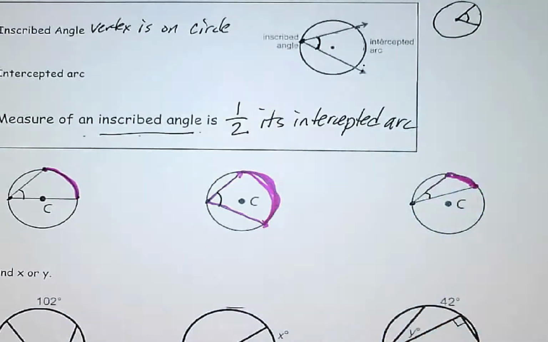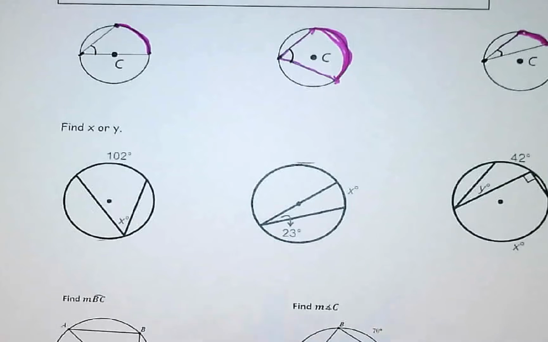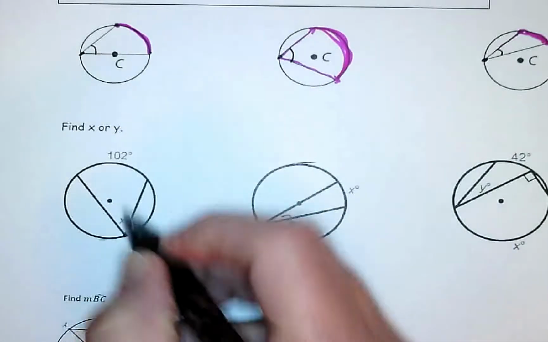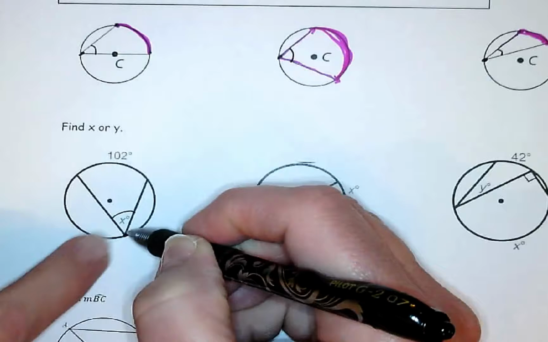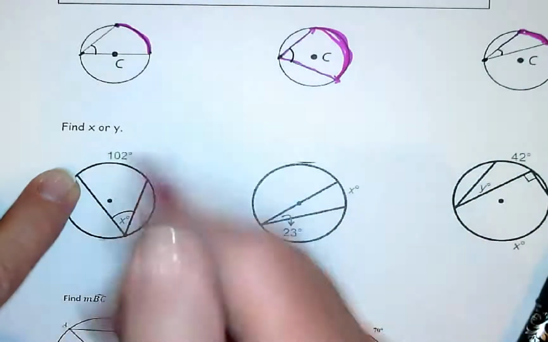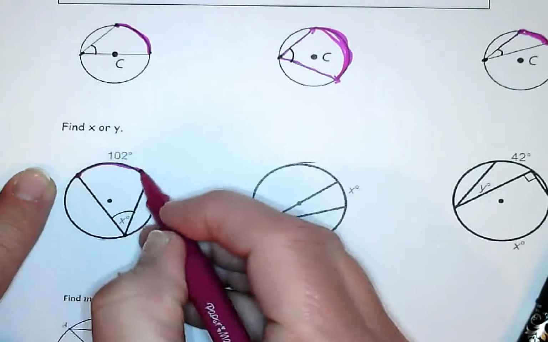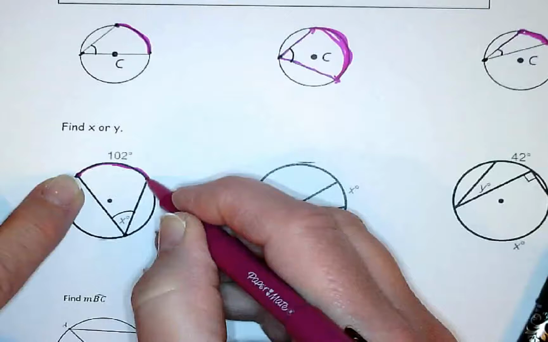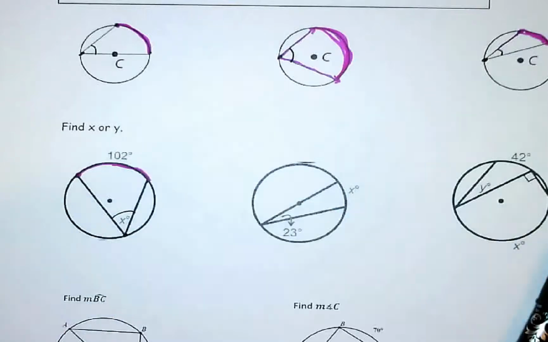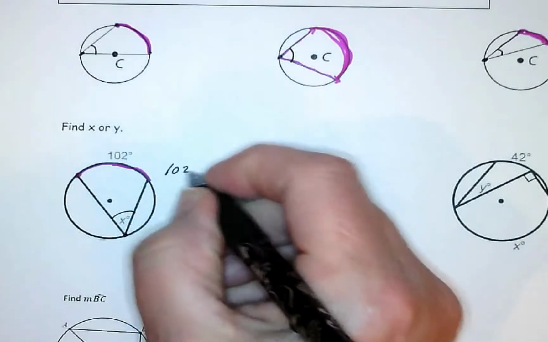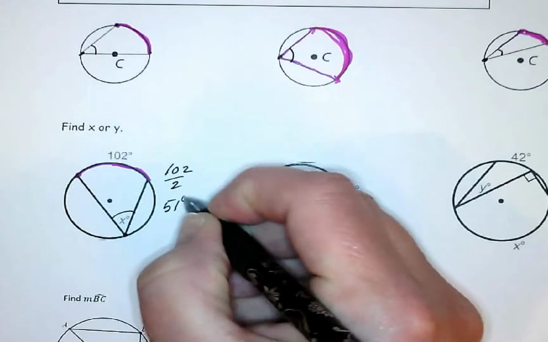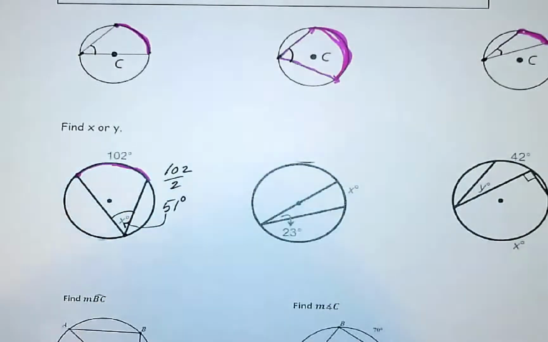Okay? So when we go to find the measures of some of these angles, it depends on which part you're given. Are you given the angle or are you given the intercepted arc? So you can see in this problem here, we've got an inscribed angle, X right here, and if I follow the sides out, the arc that goes with this angle is from here to here. All I did was follow the sides out. The angle is 1/2 of the arc. So 1/2 of 102, just divide by 2, will give me 51 degrees for this angle right here.